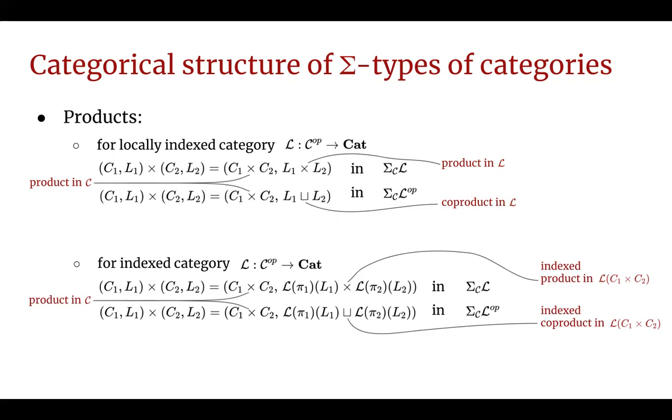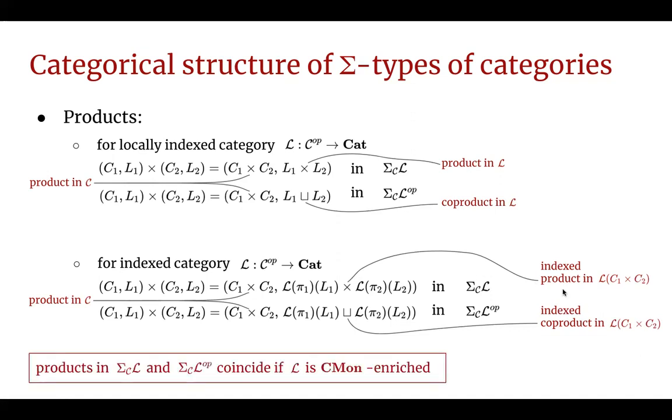Okay, now in the case with dependent types, things are a little bit more complicated. The formulas look slightly more complicated, but the idea is basically the same, right? To take a product of one of these pairs, (C1, L1) and (C2, L2), where C1 is an object in C and L1 is an object in L of C1, we just take the product in C and we take the indexed product in L. So we're assuming that we have products in L that are stable under change of base. And then we can form products in the sigma type of categories.